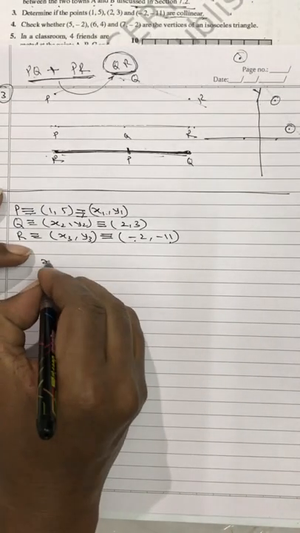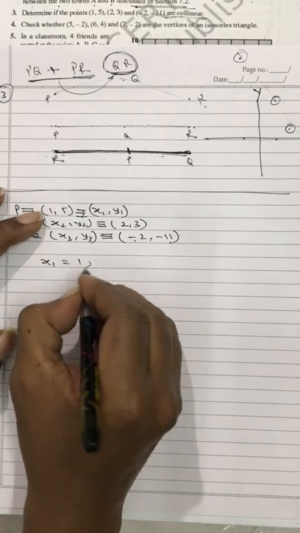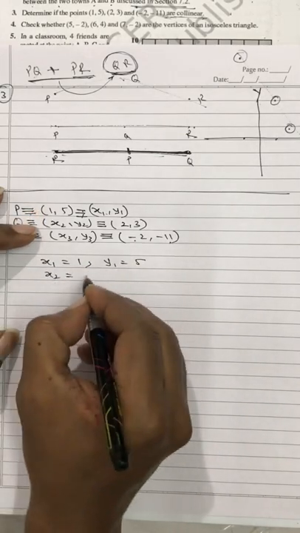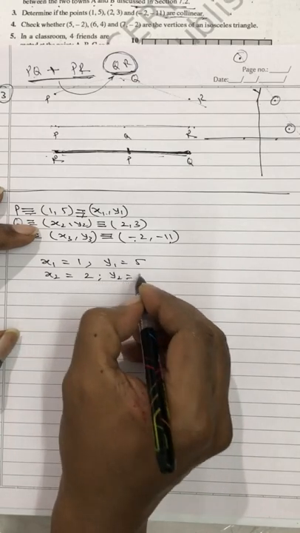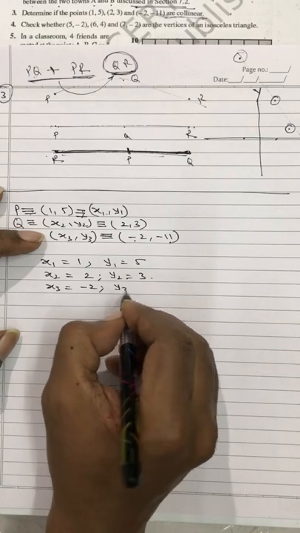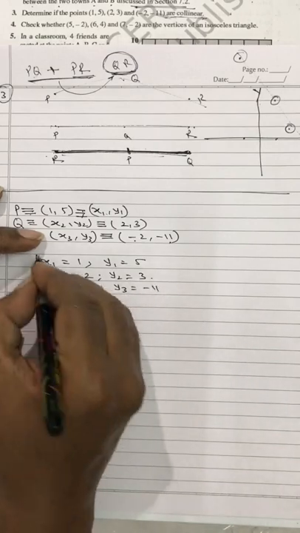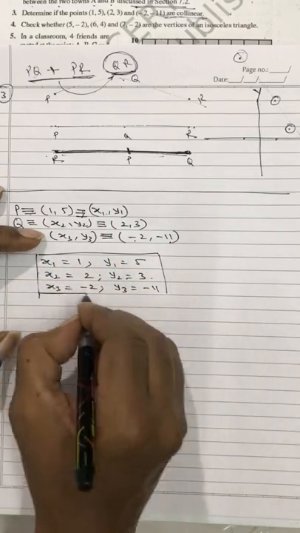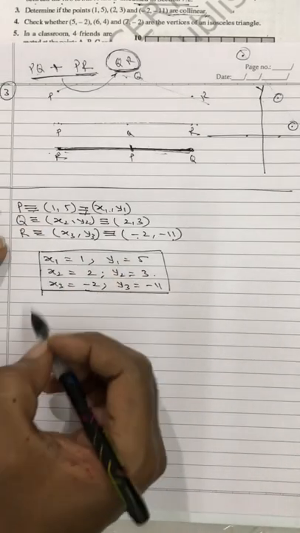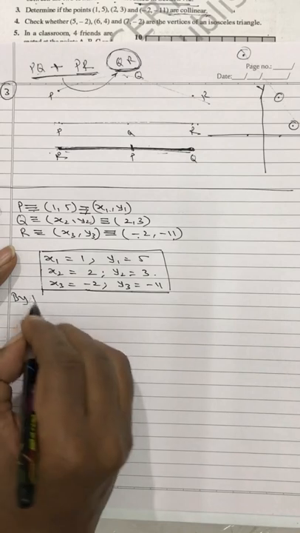Now what I will get is x1 is equal to 1, y1 is equal to 5, x2 is equal to 2, y2 is equal to 3, x3 is equal to minus 2, y3 is equal to minus 11. These are the three values that you are going to get. Now I will find all three by the distance formula.